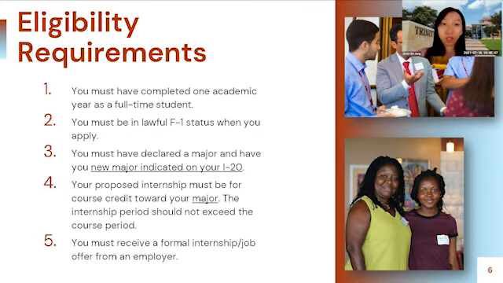The fourth eligibility requirement is your proposed internship must be for course credit toward your major. The internship period should not exceed the course period. So normally, your internship period must be within your course period. And what if your course ends at the end of the semester, but your internship will extend to a later date? For example, your course ends in May 2021, but your internship will continue to June 2021.